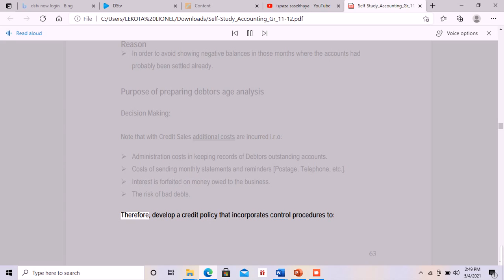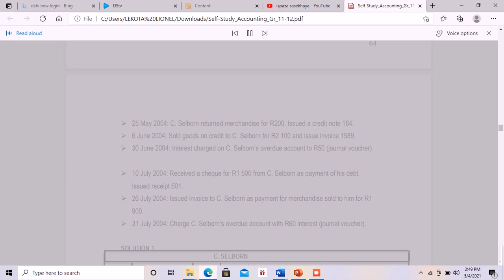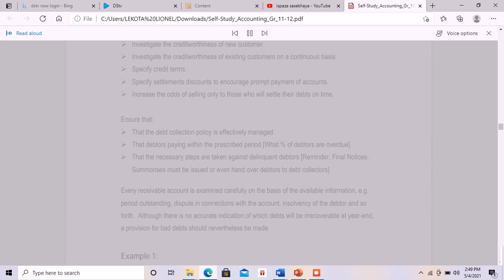Therefore, develop a credit policy that incorporates control procedures too. Investigate the creditworthiness of new customers. Investigate the creditworthiness of existing customers on a continuous basis. Specify credit terms. Specify settlement discounts to encourage prompt payment of accounts. Increase the odds of selling only to those who will settle their debts on time.